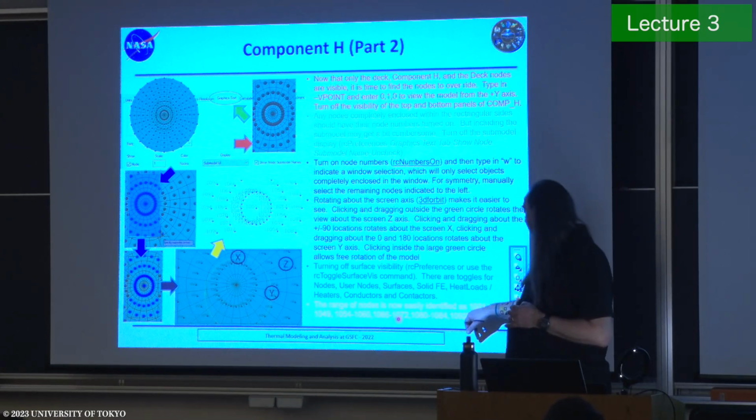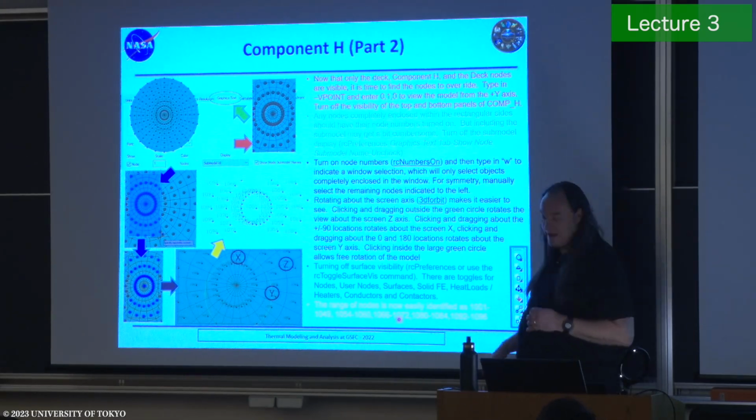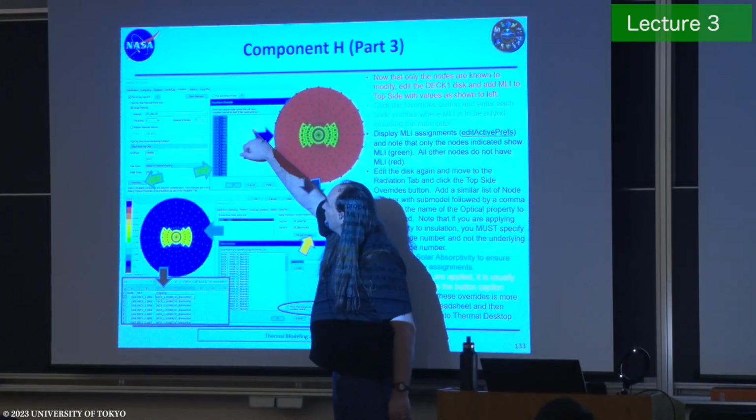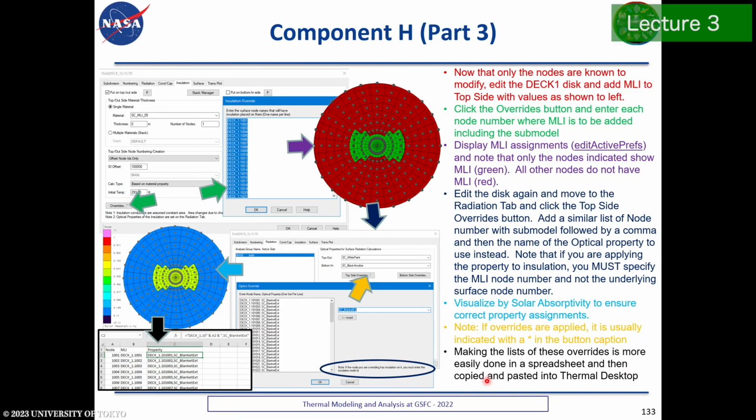And so what we've done here is figure out how to turn on those nodes, identify what that range is, and then that range would be listed over here in order to specify what the optical properties are or the MLI insulation. So once you've gotten that list, one of the things to be careful of is I apply insulation to the underlying structure node, but if I'm applying an optical property override to something that has MLI, I need to specify the MLI node that will have the optical property assigned to it. Otherwise, it won't make the override as you expect it to.